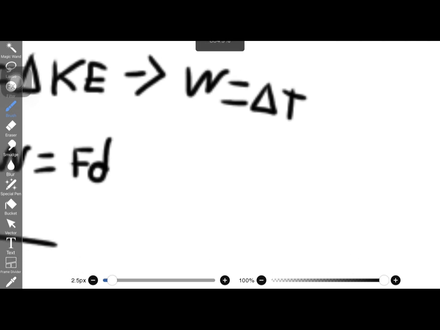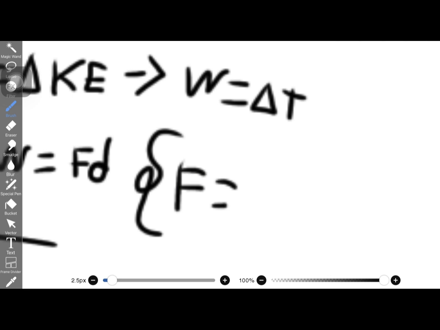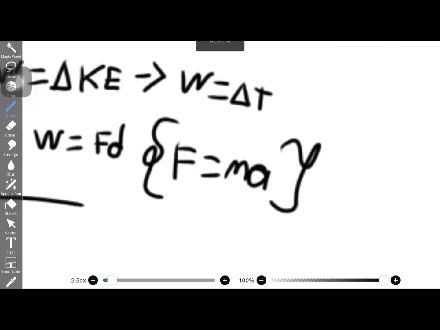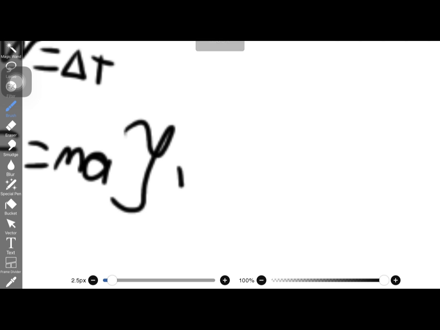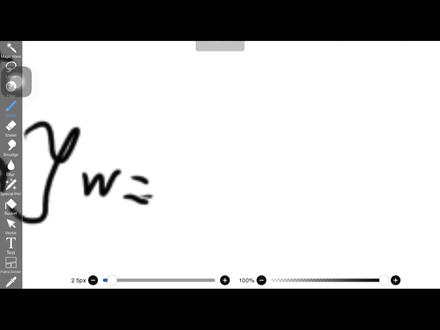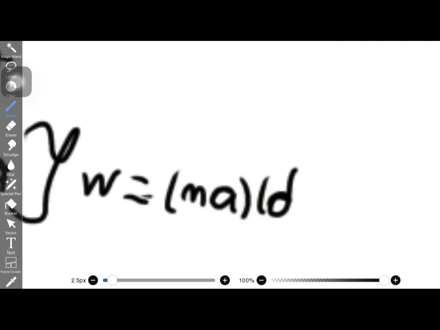And then we will use Newton's second law of motion. Mass times acceleration is equal to force. Now we will use that in our formula. Let's go ahead and plug that in. So we have m a times d.